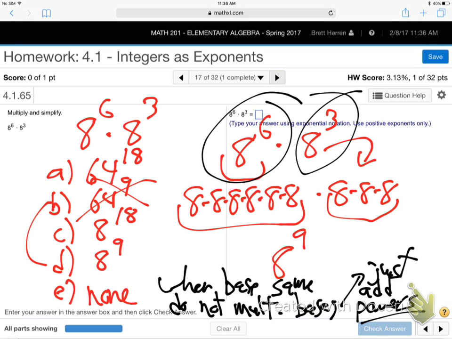So does that make sense then? When the bases are the same, you don't actually multiply them, even though you got that dot in there. It's so tempting, huh? You don't actually multiply them because that's not true. You just add the powers on that. We good?